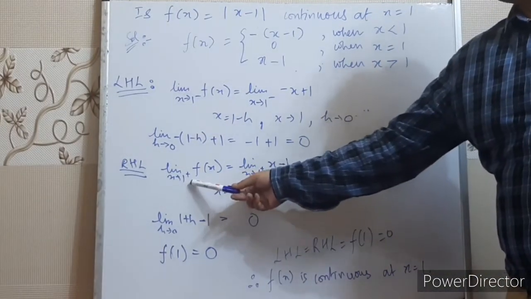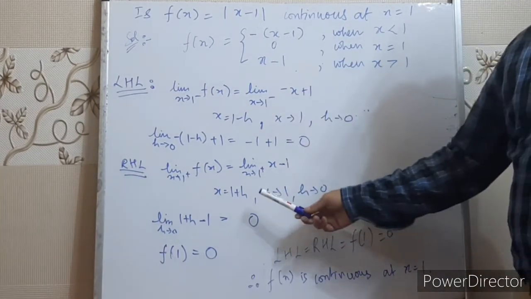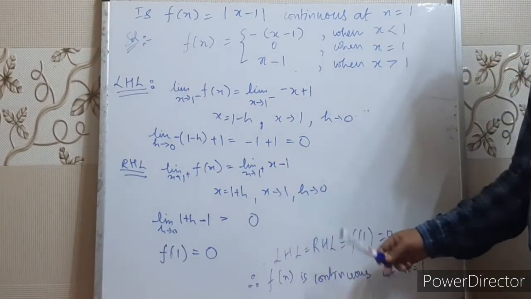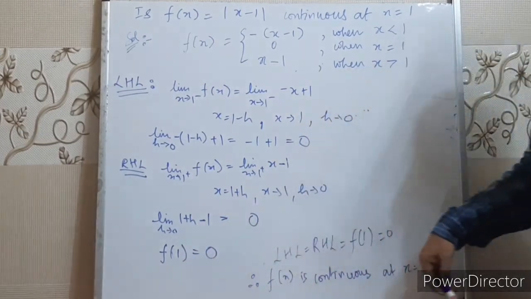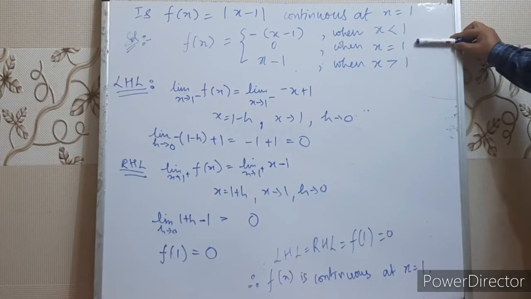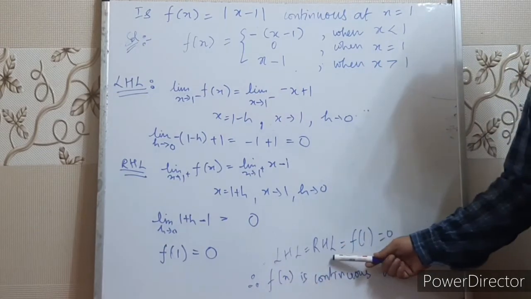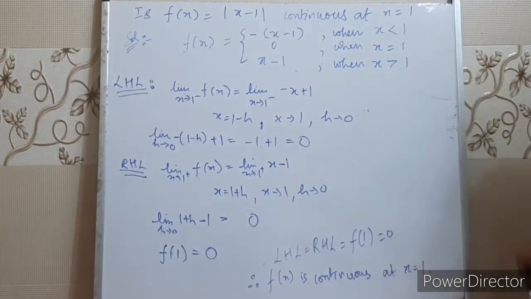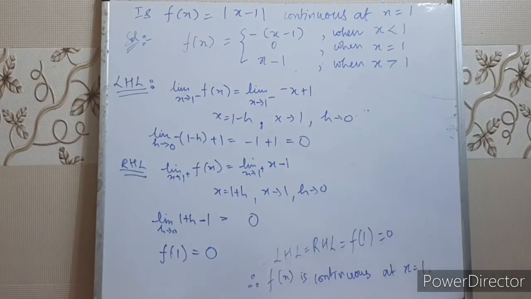Limit h tends to 0 positive f(x), and the value of the function when x is greater than 1 is x minus 1. Okay. Put x equals to 1 plus h. When x tends to 1, h tends to 0. Right children? And when you put the limit here, again you will get 0. And it is given that the value of the function at x equals to 1 is 0. Right? So you can say that the left hand limit, the right hand limit, and the value of the function at 1, all three values are the same and equal to 0. Then from here we can say that f(x) is continuous at x equals to 1. Right children? Note down please.